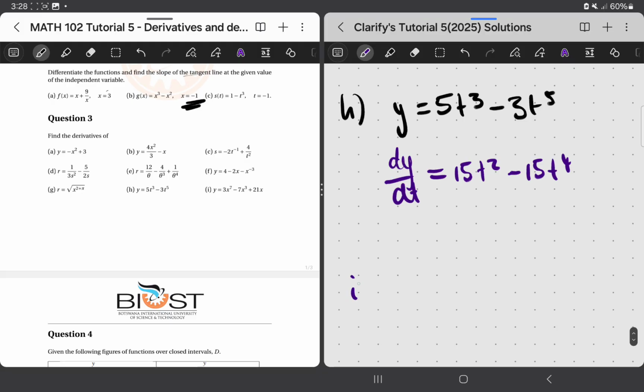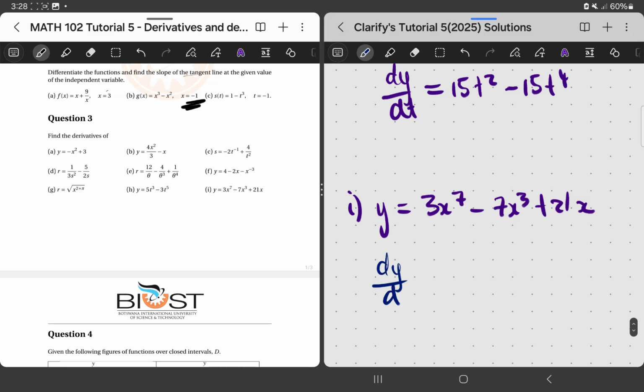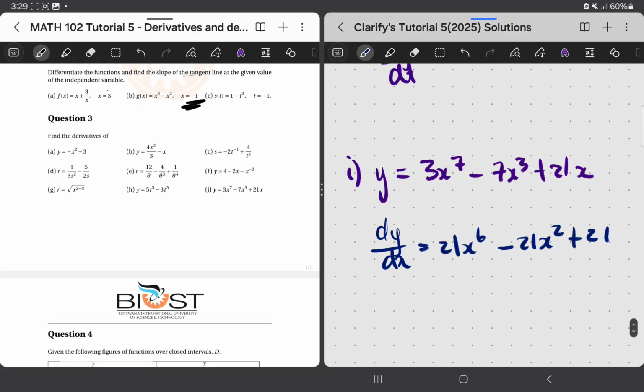Then that is it. Now we can say I is y equal to 3x to the 7 minus 7x to the 3 plus 21x. Now here we can find our dy dx. So dy dx is going to be equal to 7 times 3 is 21, minus 3 times 7 is 21. Okay, this is 21x to the 6, then minus 21x to the 2, then plus 21. Because what you do is you say 7 times 3, you get 21, you reduce the power by 1, x to the 6. 7 times 3, 21, you reduce the power by 1, 2. Then you have 21x, it becomes 21. Okay? Then this is going to be it, and you'll be done.